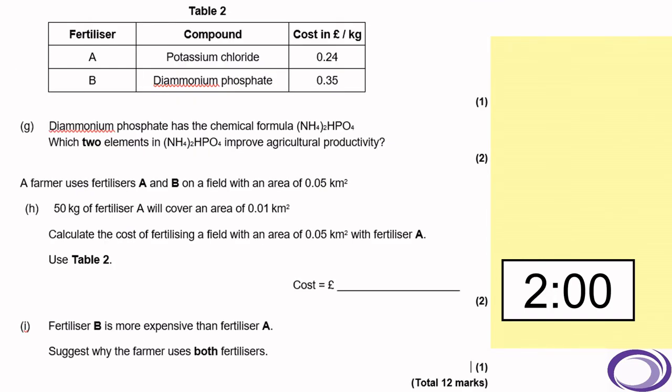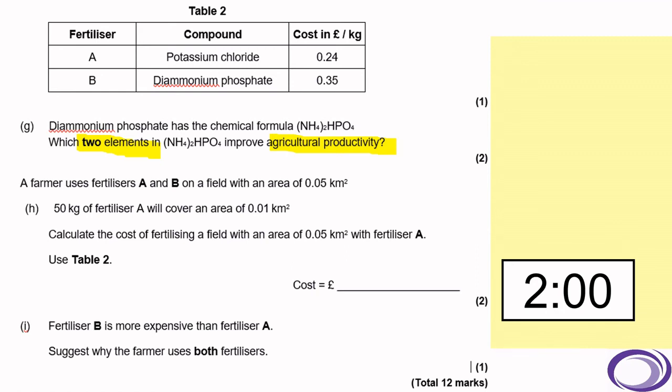So table 2 is in use again here, so I've put it back at the top of this slide for you. Question G, diammonium phosphate has the chemical formula NH4 bracket 2 HPO4. Which 2 elements in that formula improve agricultural productivity?